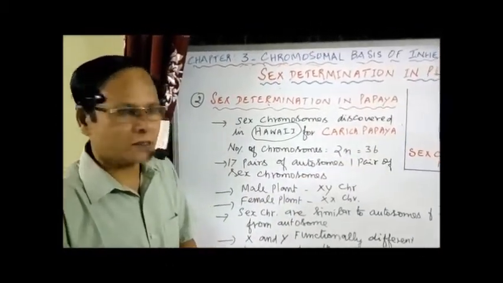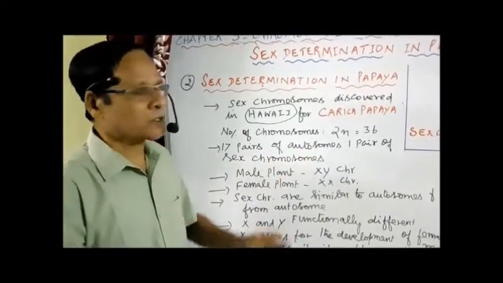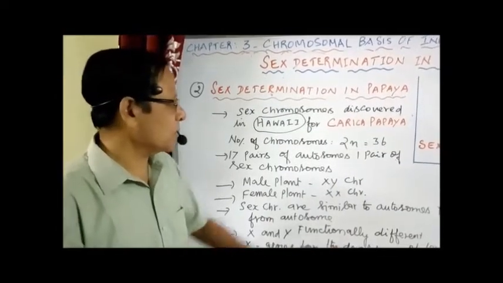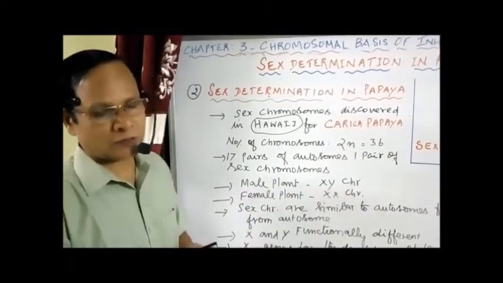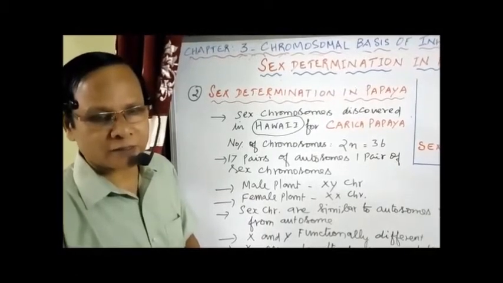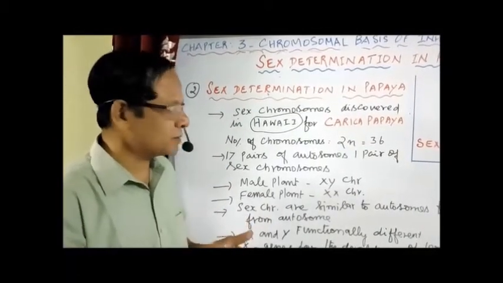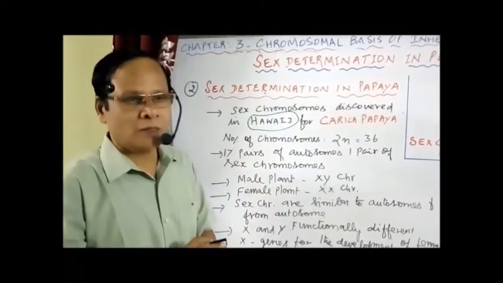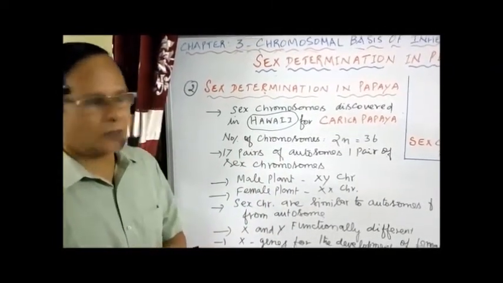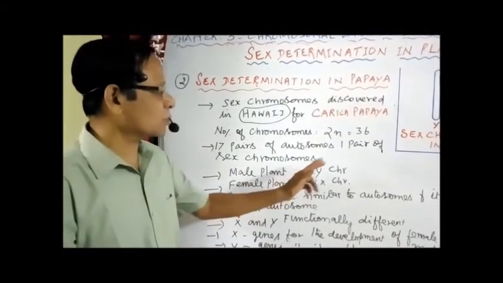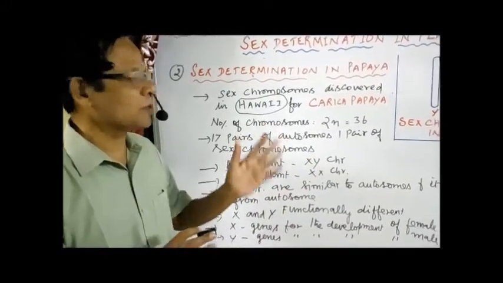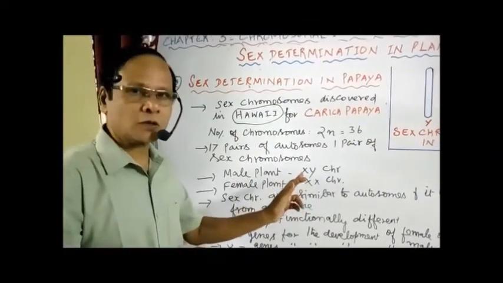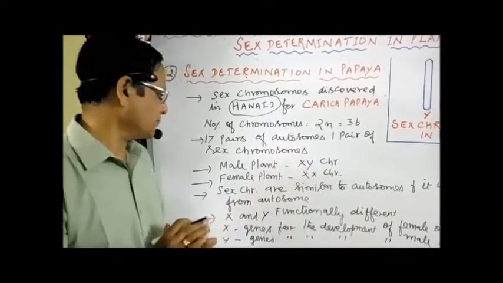Out of 36, 17 pairs are autosomes. That means 34 chromosomes are autosomes and one pair is the sex chromosome, that is either XX or XY. So 17 pairs of autosomes and one pair of sex chromosomes. Now there are two types of plant. The male plants have XY chromosomes along with 34 autosomes. The female plants have 34 autosomes plus XX chromosomes.